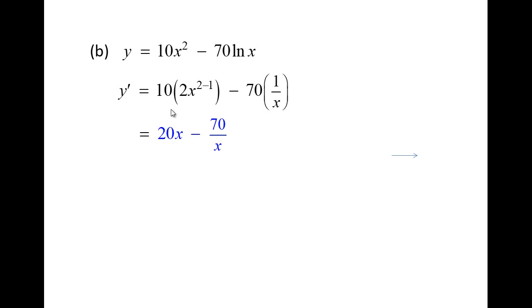Okay, so let's now find the derivative of the function y is equal to 10x squared minus 70 ln of x. Well, again, we take the derivative of the first term. That would be 10 times the derivative of x squared, and the derivative of x squared by the power rule would be 2 times x. And here we get 70 times ln of x, so that will be 70 times the derivative of ln of x, and the derivative of ln of x is 1 over x. So simplifying, we get 20x minus 70 divided by x.